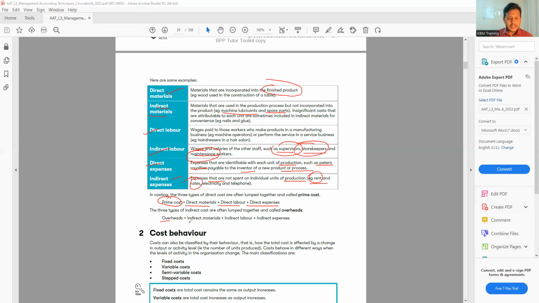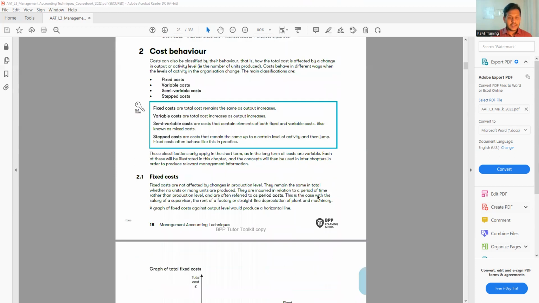Then the overhead is indirect material, indirect labor, and indirect expense. So all the indirect costs together, we call overhead. So if someone says we have a lot of overheads, we understand what that means: all the indirect costs. All right, let's move on.